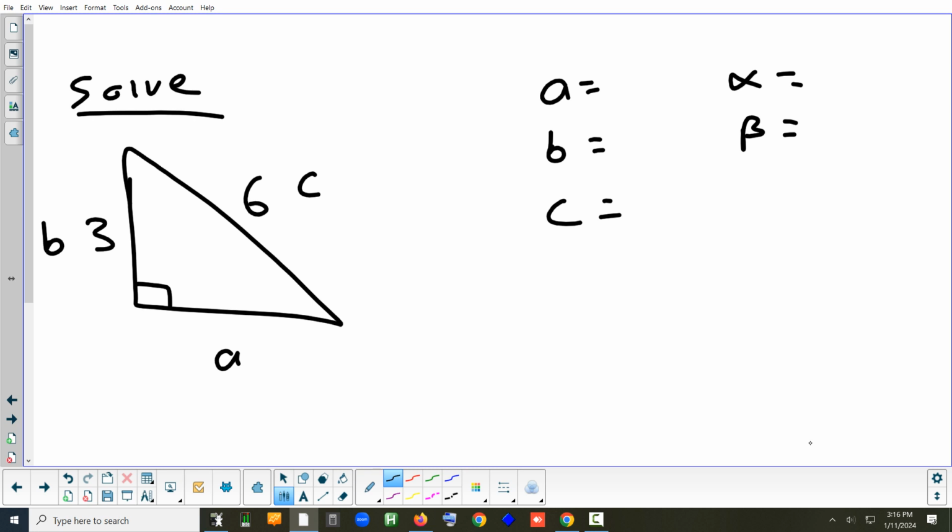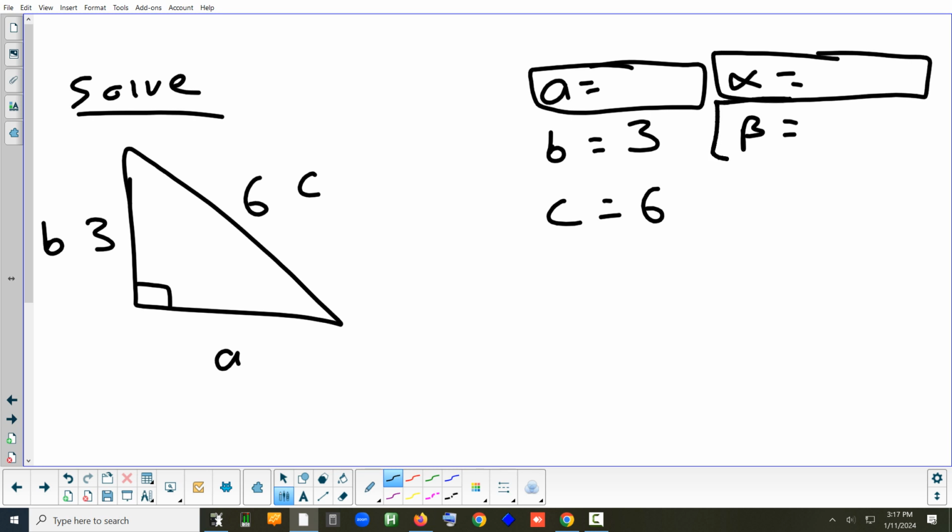Right, so in this one, we're going to figure out all the sides and angles again, except what they're giving us to start is 2 sides. It's going to be a little bit different. Okay, so let's go through. Do we know A? Nope. How about B? Yeah, 3. And C? 6. Okay, and alpha we don't know, beta we also don't know.